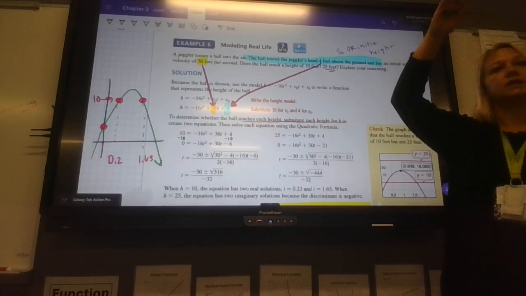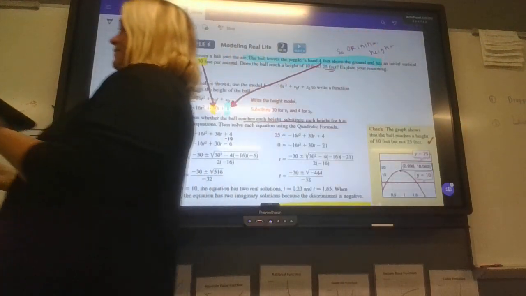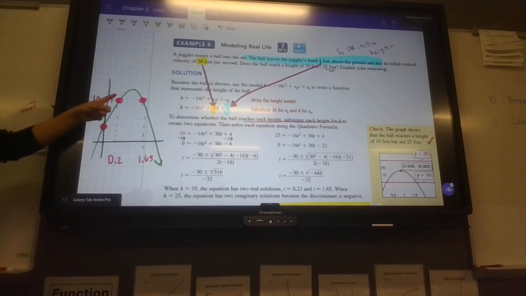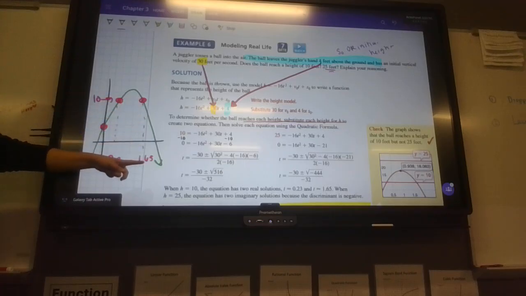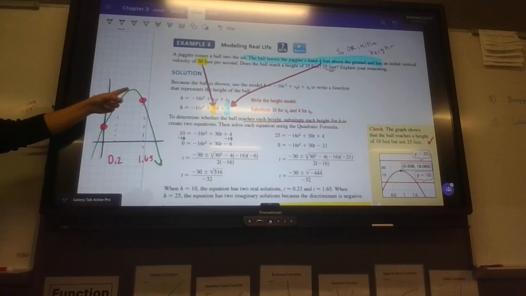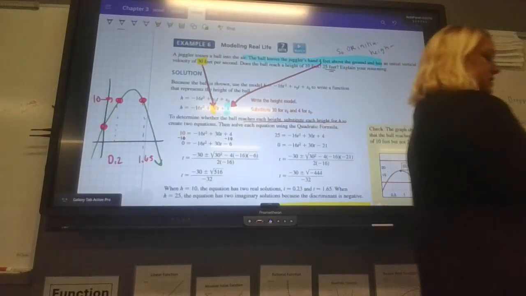The ball's not going like this, but this is a visual. It's starting 4 feet up. It's flying up. It hits 10 feet after 0.2 seconds, continues to go up, turns and comes back down. It's at 10 feet again after 1.65 seconds, which I don't really believe. Because that means it's up here for a... oh, maybe that's like hang time? Like 1.4 seconds just chilling up here. Well, here they put it in Desmos.